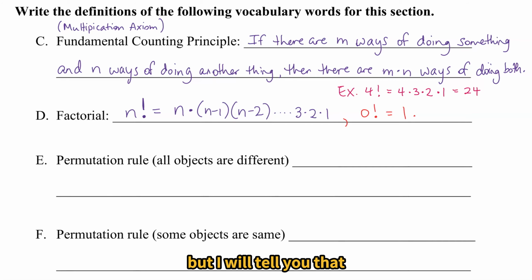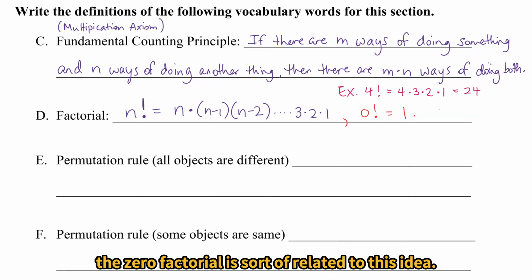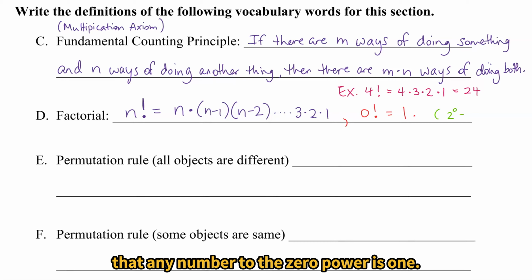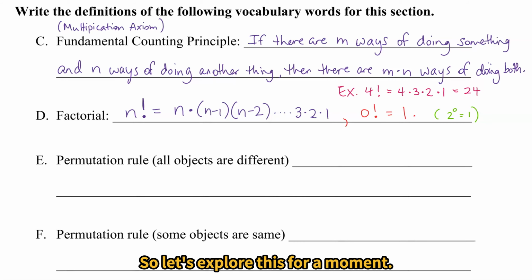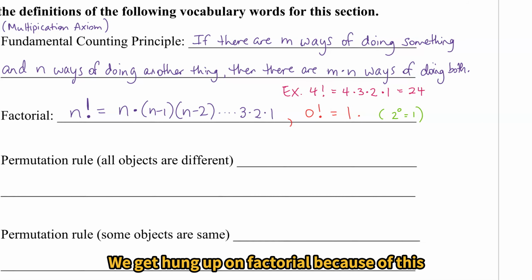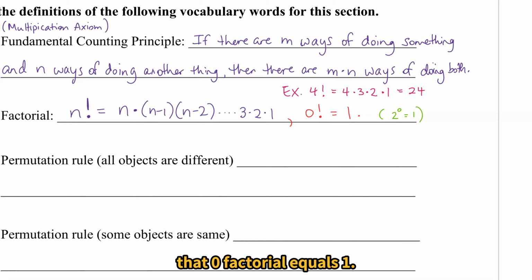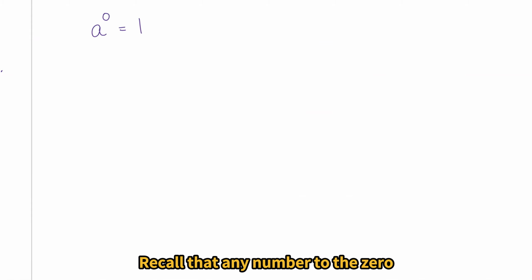But I will tell you that 0 factorial is sort of related to this idea that any number to the 0 power is 1. So let's explore this for a moment. We get hung up on factorial because of this very statement right here, that 0 factorial equals 1. So I'm going to slide over to the side here, and we're going to take a moment. Recall that any number to the 0 power is 1, and here's why.